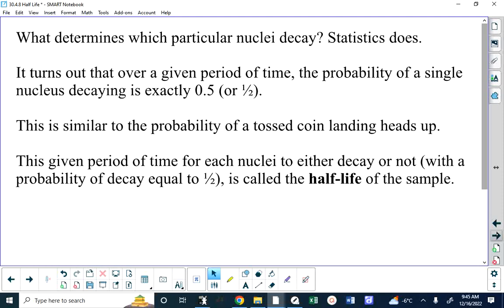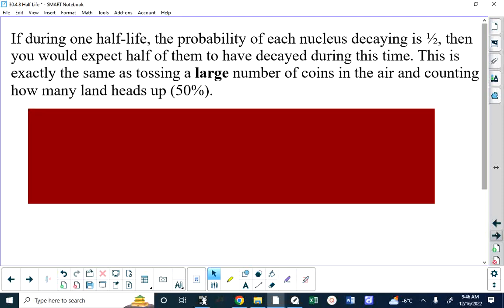What does that mean? It means if the half-life is 10 years, every nucleus has a 50% chance of decaying in 10 years somewhere. Some of them will decay right away. Some of them will decay later on in the 10-year period. Some of them will not decay at all. But at the end of the 10 years, half of them will have decayed. That's what this model is saying. And I say model as if it's some kind of weird prediction. It's true. If during one half-life the probability of each nucleus decaying is a half, or 50%, then you would expect half of them to decay during that time.